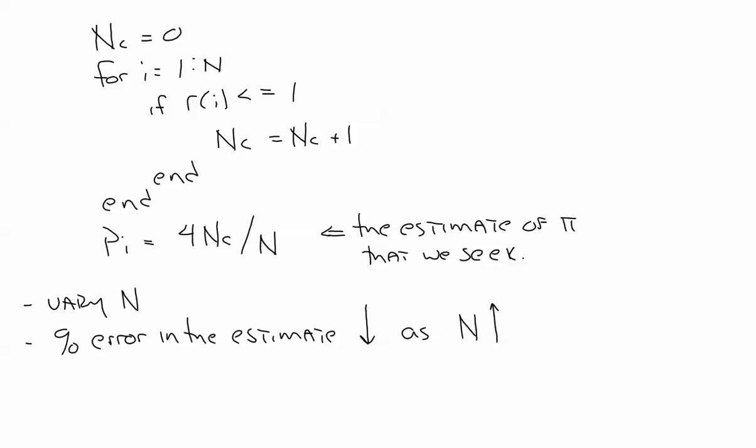All right? So when you write this code, try it for N equals 100. Capital N equals 100. Try it for 5,000. Try it for 50,000. Try it for 500,000, 1 million, 2 million. You'll find that it converges pretty quickly. Okay? All right.